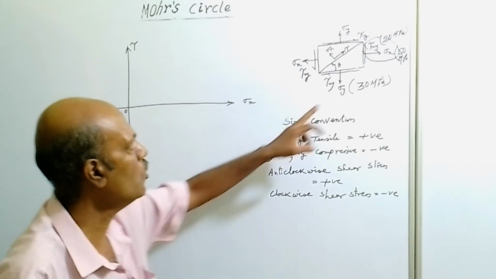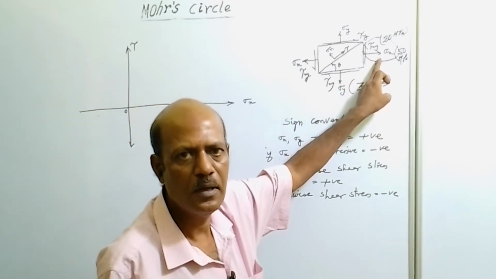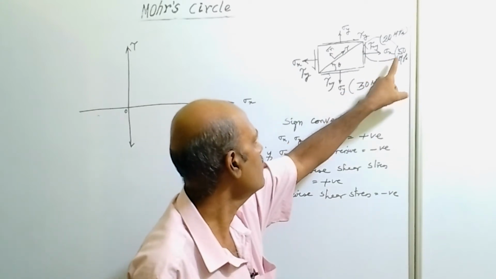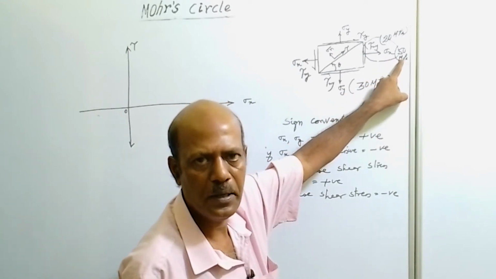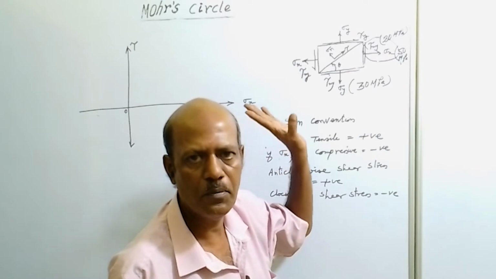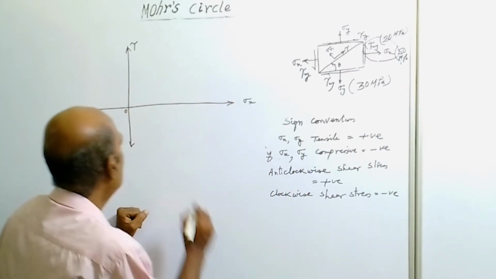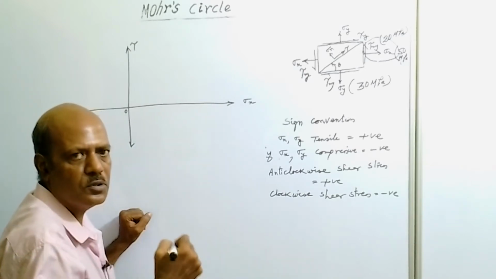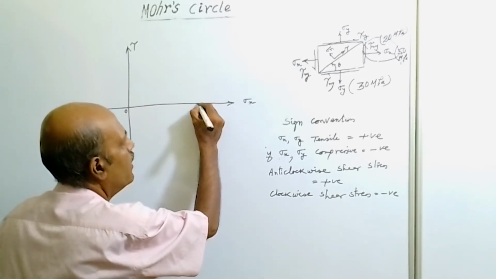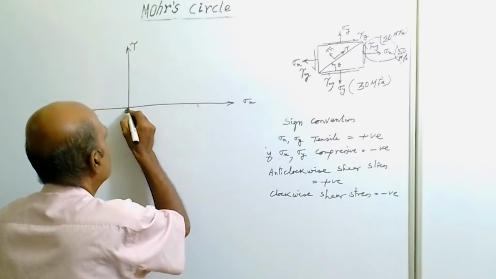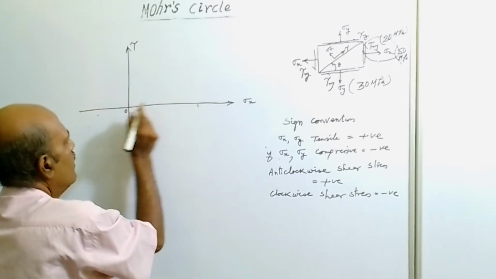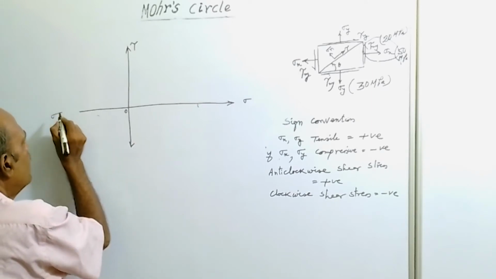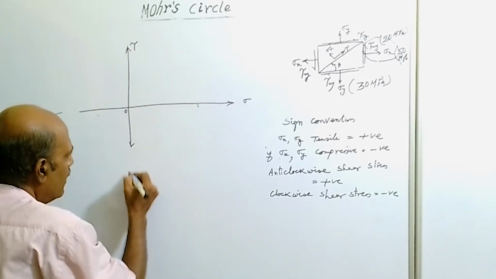So go to x face and see what the stresses acting on x face are. On x face, sigma x is 50 and tau is 20. Both are positive. So from the origin, measure a distance using some suitable scale. Say this one is 50 and positive. So this is the positive sigma direction, and this is the negative sigma direction, positive tau direction, negative tau direction.